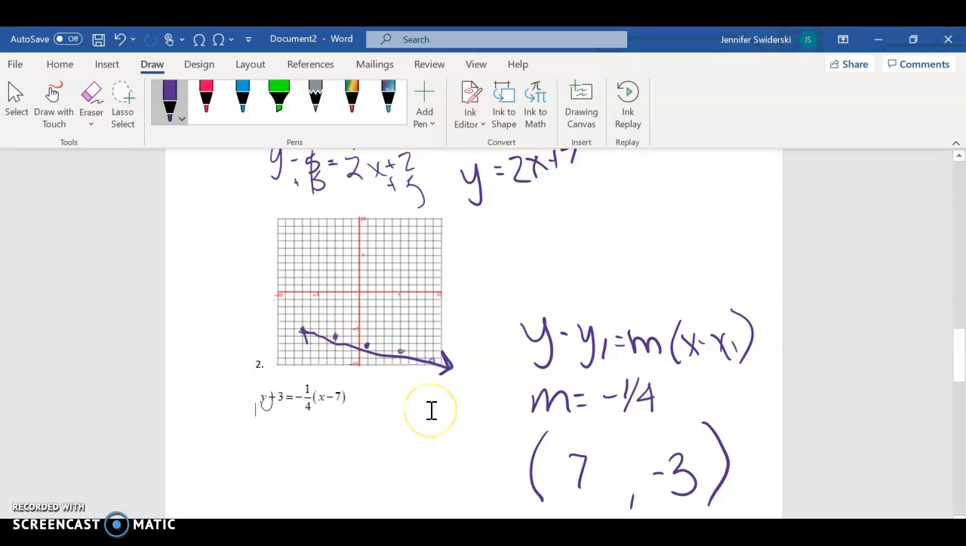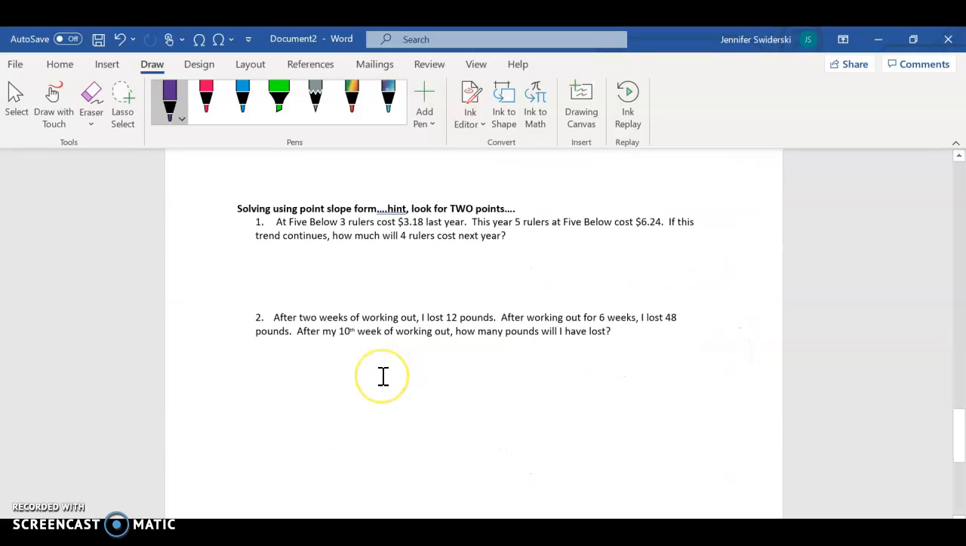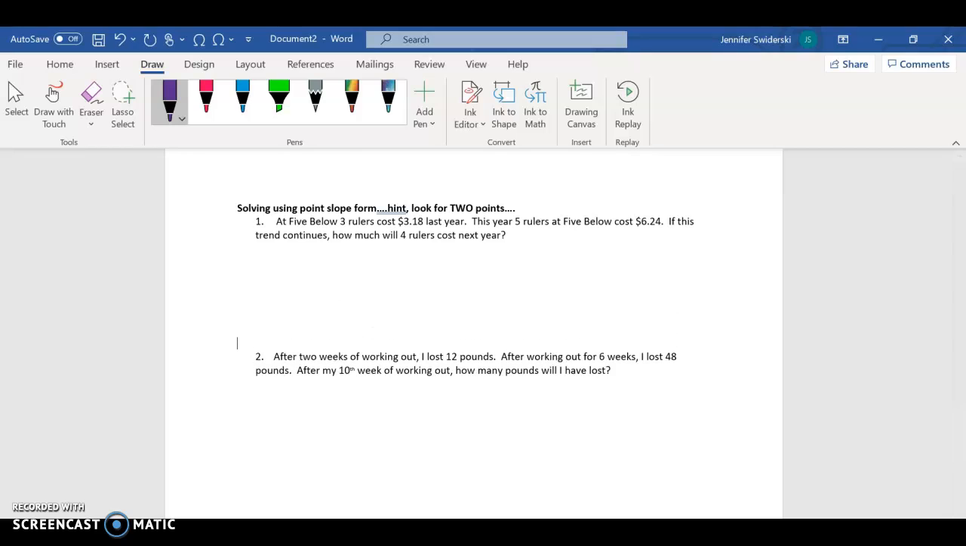Okay, hopefully your dots and your lines are a little straighter than mine. I did my best because I'm on my screen. Okay, down below it says at Five Below, 3 rulers were $3.18 last year. This year, 5 rulers are $6.24. If this trend continues, how much will 4 rulers cost next year? So, hint, look at 2 points. So we need to find the 2 coordinates and then find our slope.